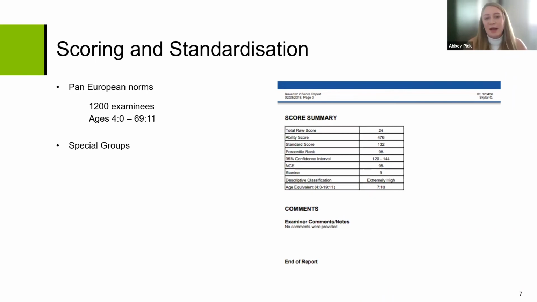So as you can see from the table, you get the total raw score, ability score, standard score, percentile rank, confidence intervals, normal curve equivalent, the standard 9, descriptive classification, and age equivalents.